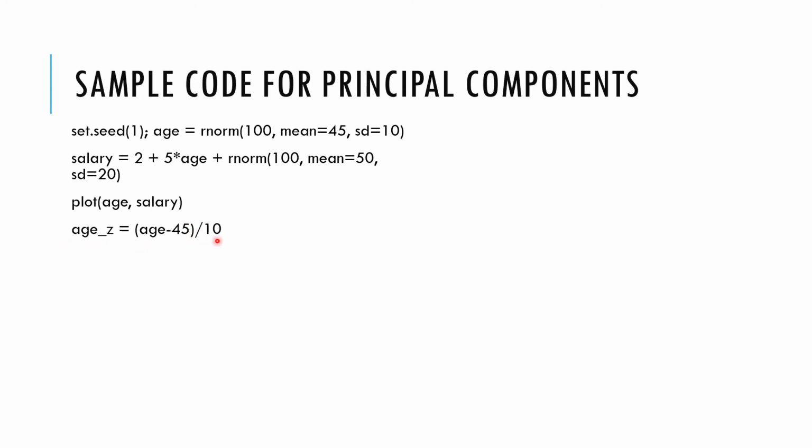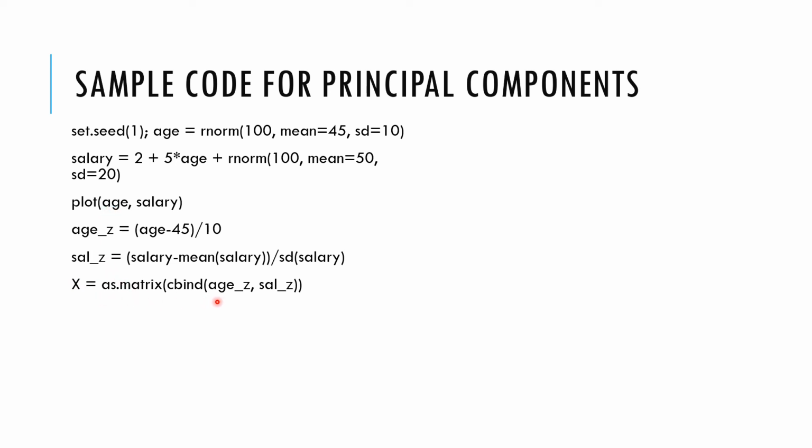So then we have to standardize this data, right? Because when we standardize, the mean becomes 0 and SD becomes 1, right? That's what happens when you normalize or standardize the data. So age, in standardized form: age minus mean divided by standard deviation. Then salary has been standardized again: salary minus mean of salary divided by SD of salary. So just transform these two variables into a matrix, right? Using cbind, you combine them column-wise and turn this into a matrix.